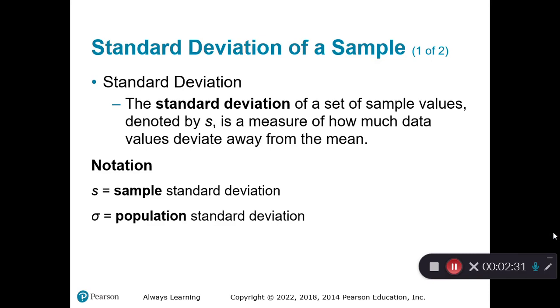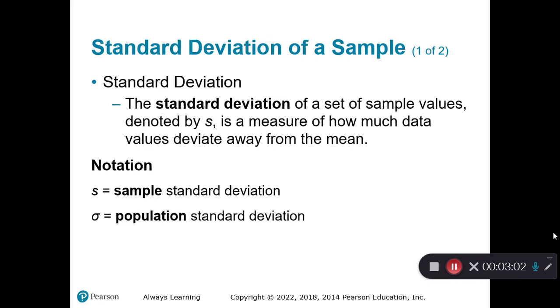Standard deviation, on the other hand, is a much more complicated calculation. It is a measure of how much the data values in a set deviate from the mean of the data set, how far these data values are from the center. The standard deviation for a sample is denoted by the lowercase letter s. It is a sample statistic.